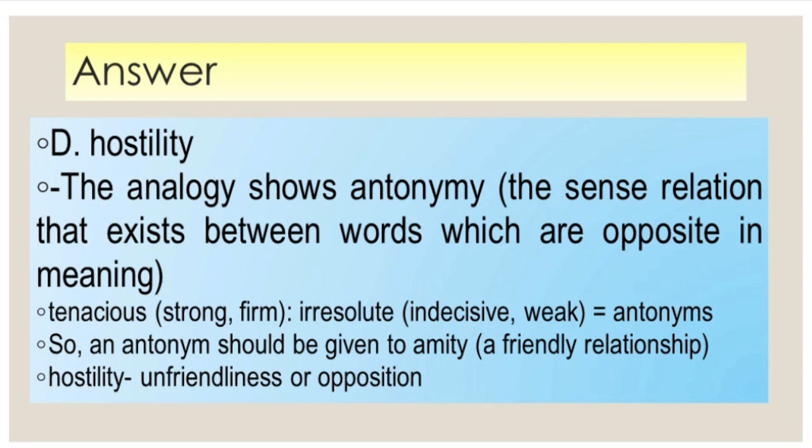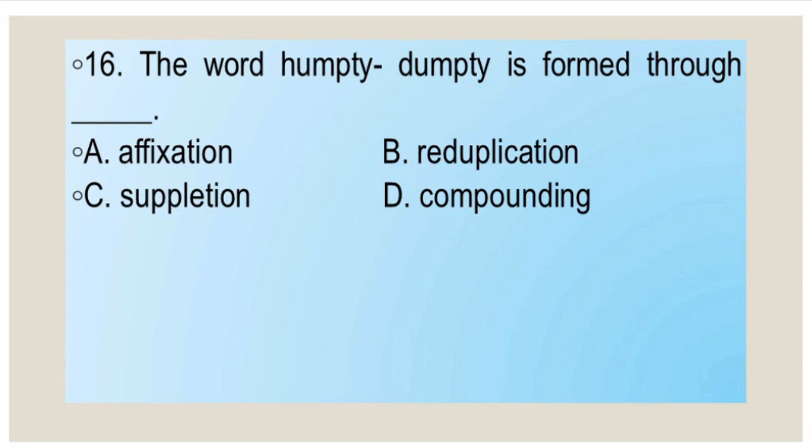So of course, we are going to give an antonym to amity. And what is amity? It means a friendly relationship. Which of the four words in the given options means the opposite of amity? It is hostility. Hostility means unfriendliness or opposition. So they come together as antonyms. Correct answer? Option D, hostility. Now let's go to number 16.